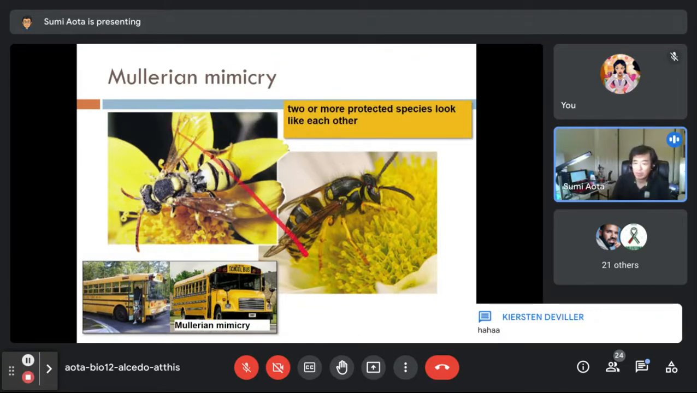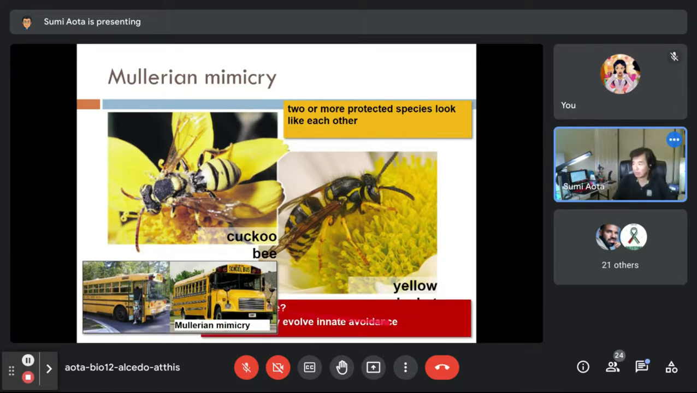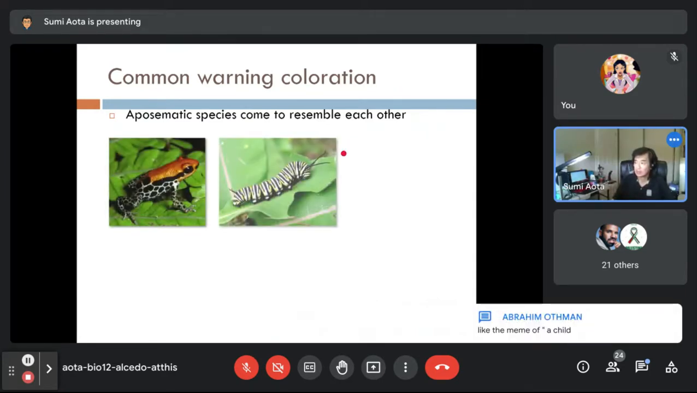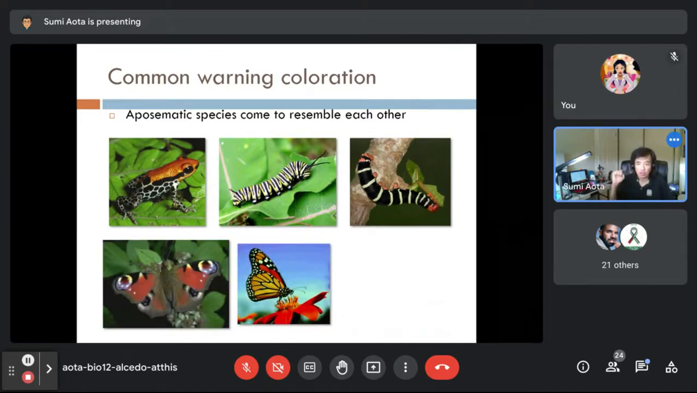So two protected species that look like each other, Mullerian mimicry. Okay. They're both harmful. So this is a yellow jacket, and this is a cuckoo bee. Okay. So aposematic species resemble each other in terms of the colors that they use. Okay. These guys are all toxic.